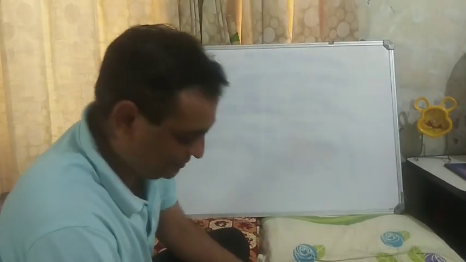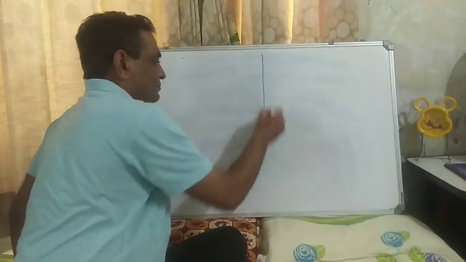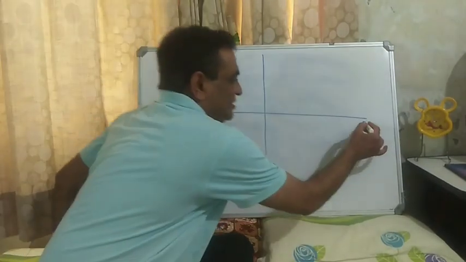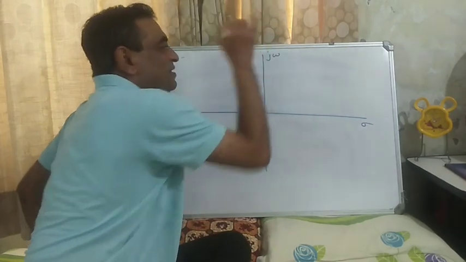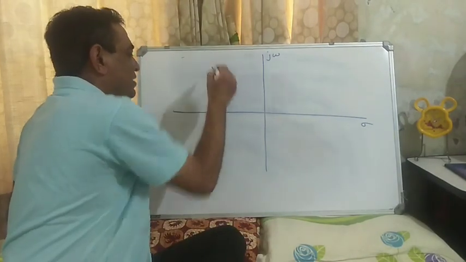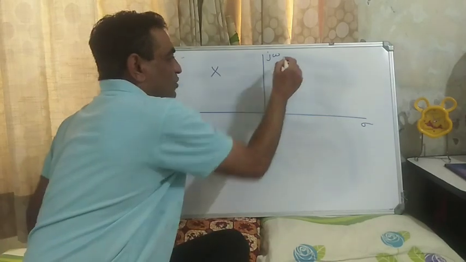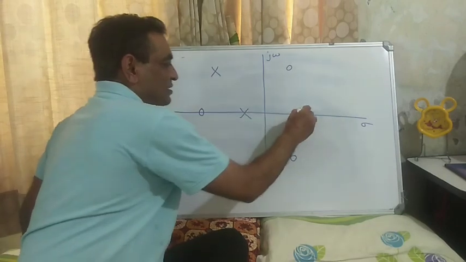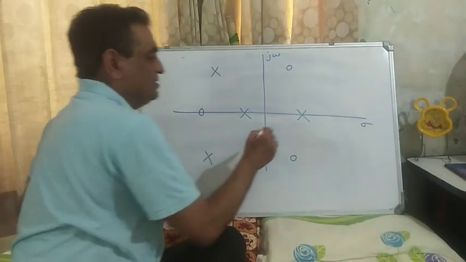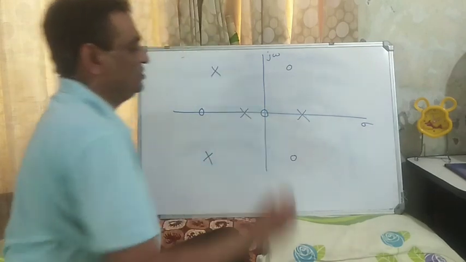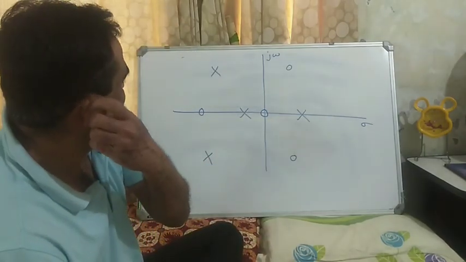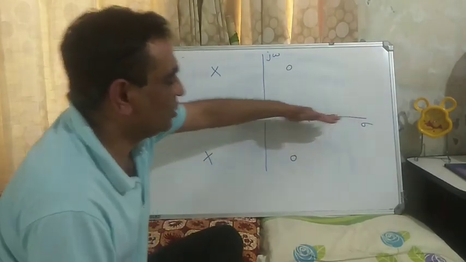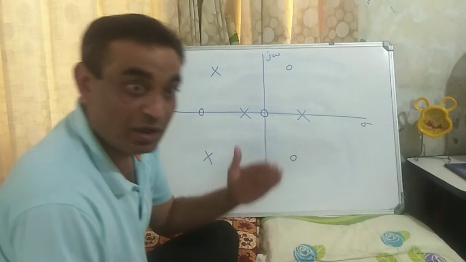Let us take one example. Let's say this is the S plane, this is my real axis, this is the imaginary axis, and there is one pole here, one pole here, one zero here, one zero here, one zero here, one pole here, one pole here, and let's say there is one zero here, at the origin. Now let's identify the segments on the real axis which are a part of the root locus or not.